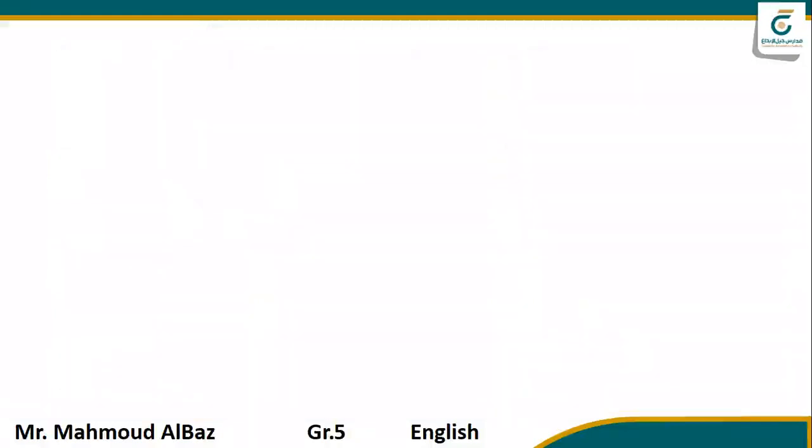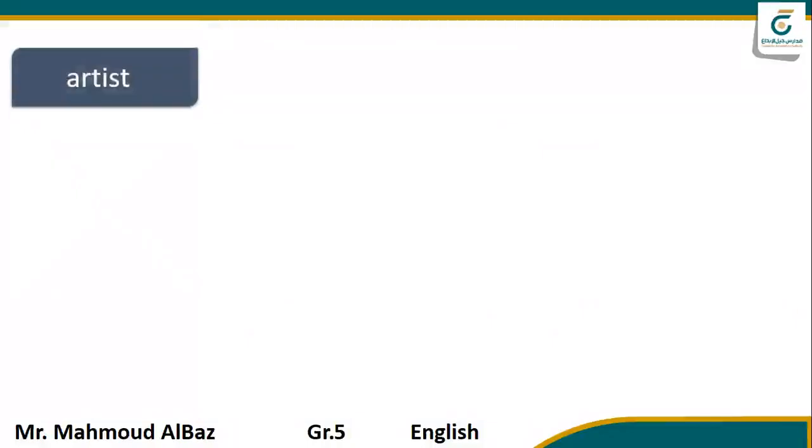By the way, I'm just saying the words and you repeat after me, then I tell you the meanings. The first word we have today, the word artist. What is the root word here? The word art, you know, really know art.